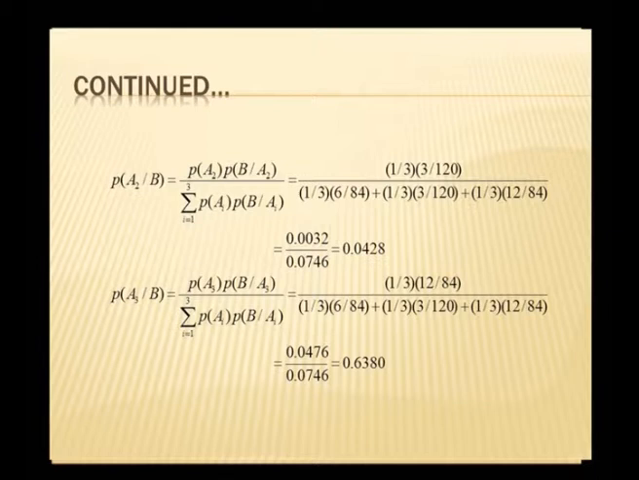0.0428. Similarly, if you take P of A3 by B, it is going to be summation. So, numerator P of A3 into B by A3 divided by summation of P of Ai into B by Ai, where i runs over from 1 to 3.